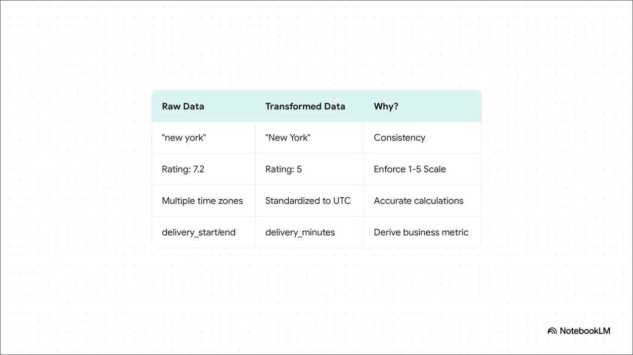And this transform stage, this is where the magic really is. I mean, look at this. It's not just about tidying things up. We're actually creating value here. We change NY to New York so all our reports are consistent. If someone enters a weird rating like 7.2, we fix it to a 1 to 5 scale so it doesn't mess up our averages. And this last one is huge. We can take raw start and end times and actually calculate a brand new piece of information, the exact delivery time in minutes. That's a vital business metric we just created.